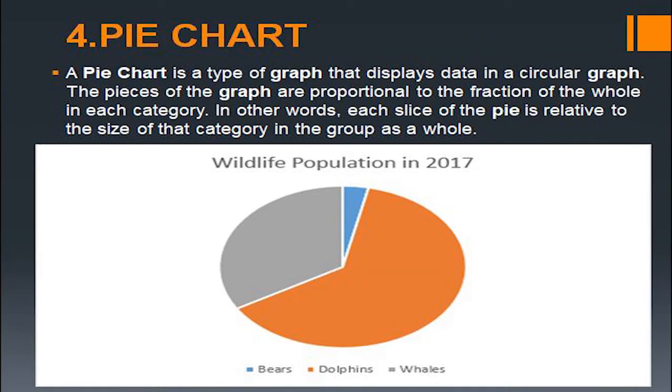Dolphins have the highest range, highest area. That means the number of dolphins is high. Next, whales count is more. Last, bears are very less. So in this way we can observe the pie chart. In the pie chart, the data will be represented in a circular path.